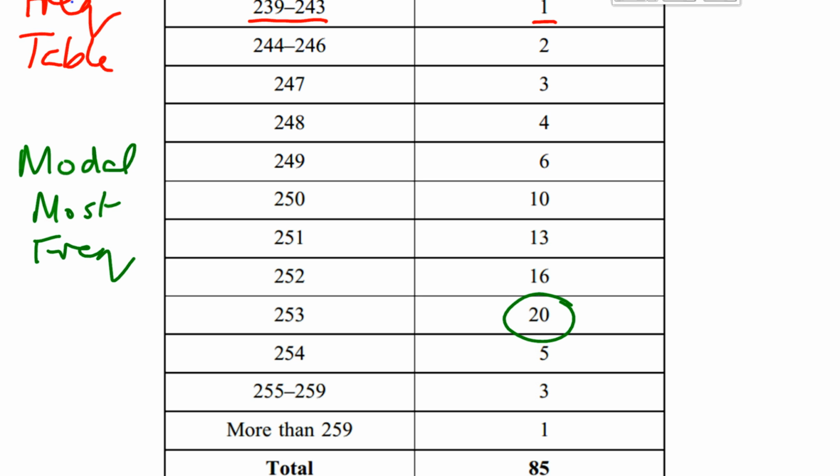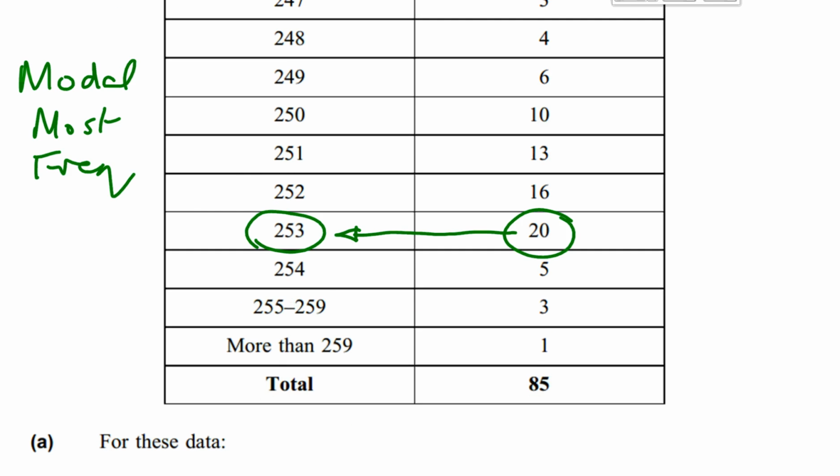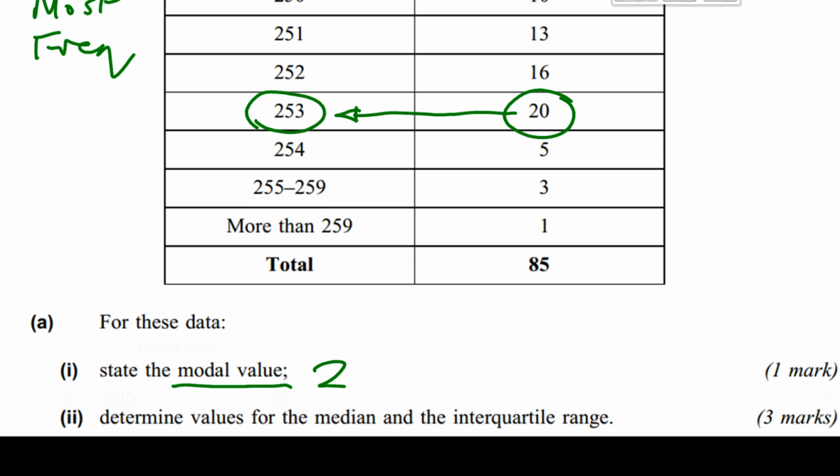So the modal value is the number of matches that most frequently occurs in the boxes. And in this case, our modal value therefore is going to be 253. So that's pretty straightforward. Let's look at the second question, B. B is a 2. Determine the values of the median and the interquartile range.